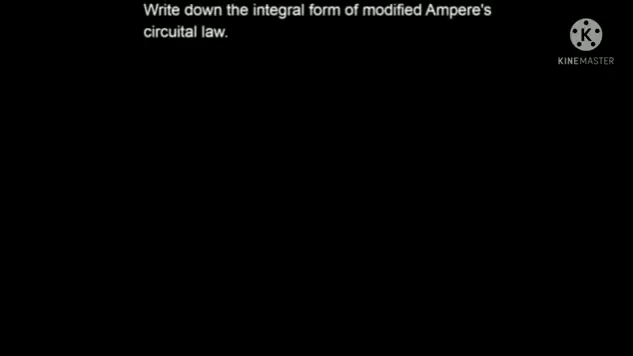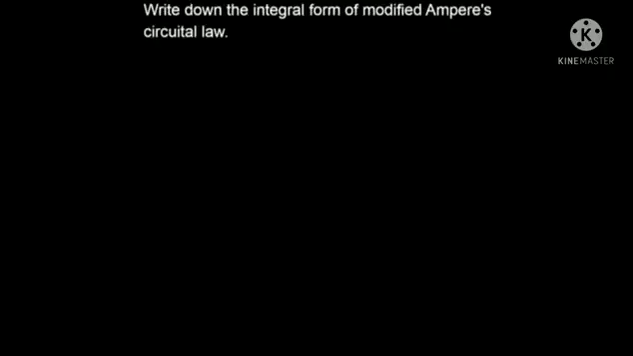Hello everybody. In this question, we have to write the integral form of modified Ampere circuital law. Now, this is a very simple question. We know that whenever electric field in a region is changing, an extra displacement current is also produced. Now, if we wish to include this displacement current, then the Ampere circuital law, which we studied in magnetic field, will be modified just a little bit.